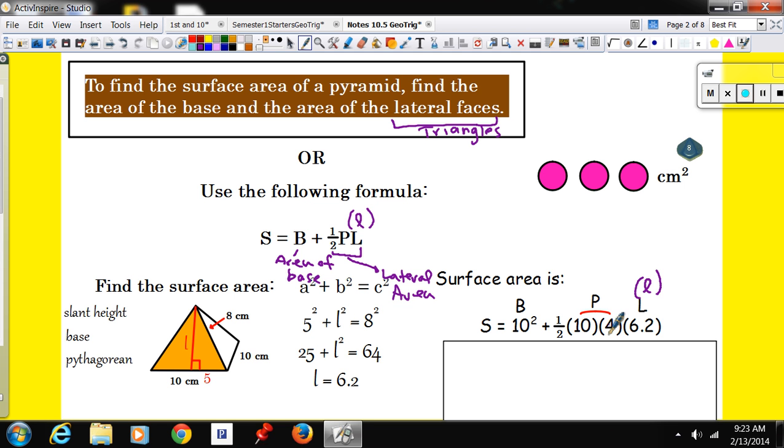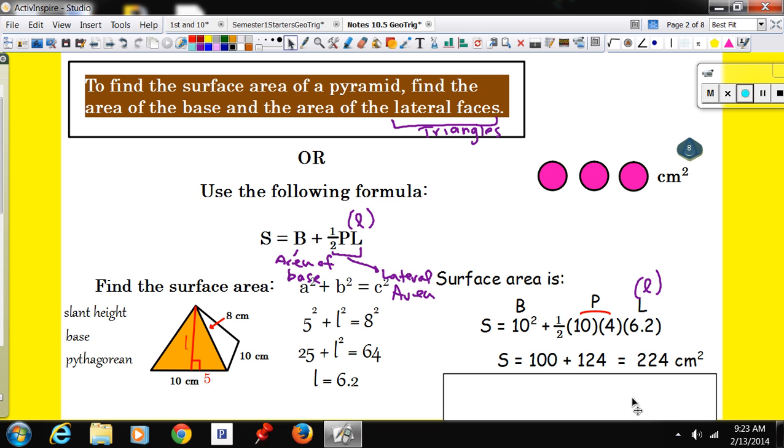Okay, so the 10 and 4 would be my perimeter, because my bottom has all sides of 10, and there's 4 of them. So there's 4 sides, and they're all 10. So my perimeter would be 10 times 4, which is 40. So I plugged in my 10 squared for my base. 10 times 10 is my area of the base. 1/2 times 10 times 4 is my perimeter. And 6.2 was what we just found for the slant height.